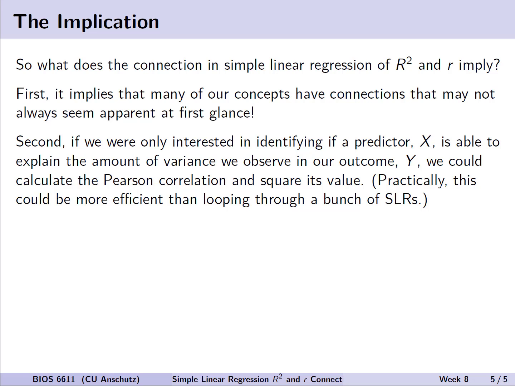The second thing to note, though, that might be more practically useful, is if we were only interested in a quick takeaway on this simple linear regression case with one predictor variable of how much variation x may be able to explain in our outcome y, what we could really do is calculate the Pearson correlation coefficient and square its value. That may be more efficient and straightforward than having to conduct a bunch of different simple linear regressions and then trying to pull out the coefficient of determination or get all those other summaries that at the time we just may not be as interested in.